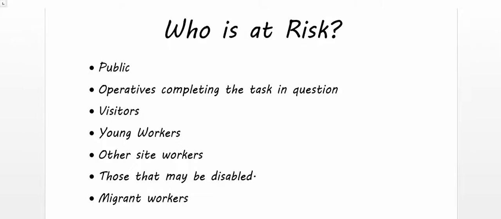The next step is to consider who's at risk. There could be a number of different people who are at risk on a construction site. Consider the public first of all. They're most important to consider. Operatives completing the task, of course. Visitors, so people coming to site that might not know the site so well, maybe at particular risk. Young workers are very important to consider. Other site workers, those that may be disabled or are less able, migrant workers who may not understand the rules.